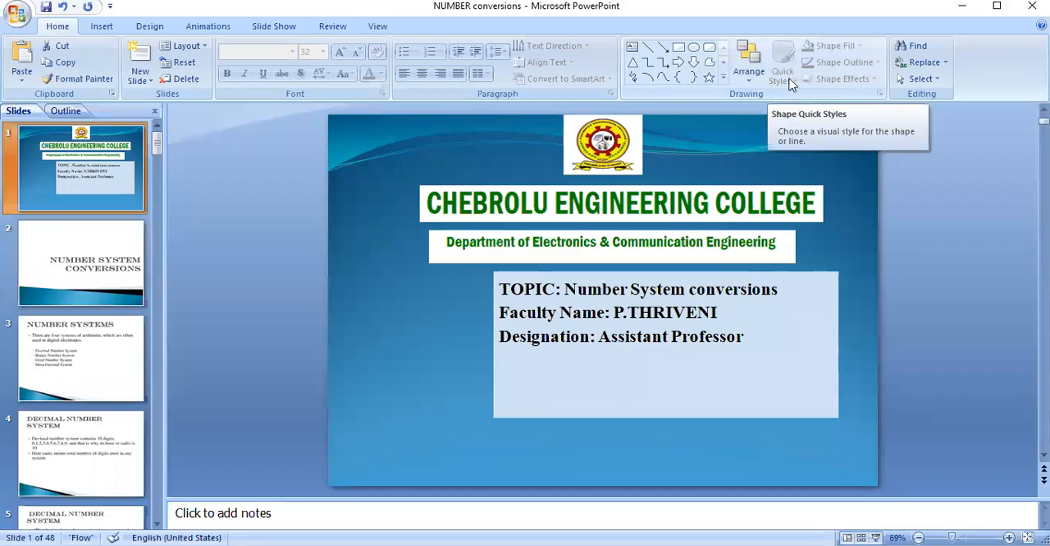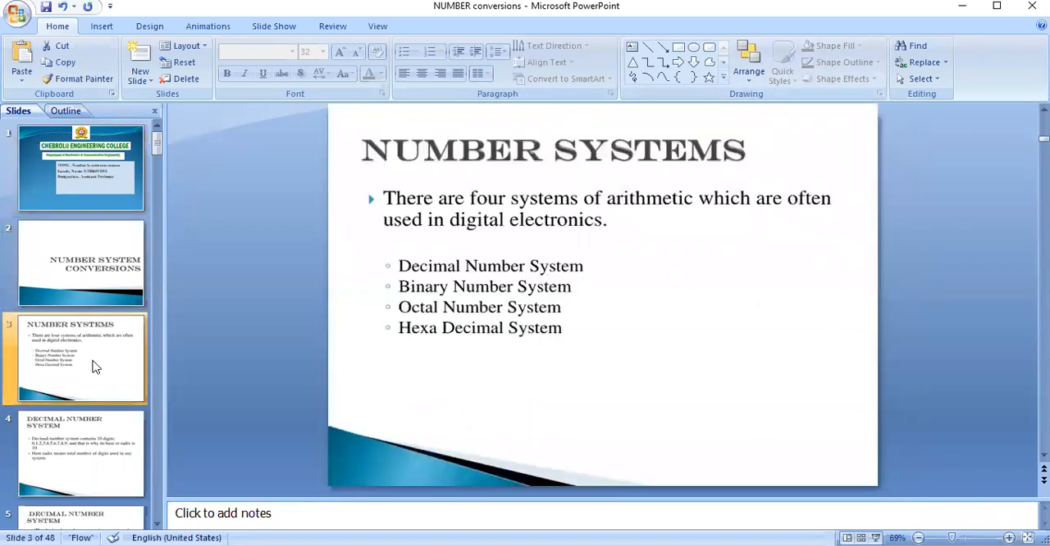So after introduction, next topic is number system conversions. These are the four types of basic number systems we mostly use in digital electronics: decimal number system, binary number system, octal number system, and hexadecimal number system.